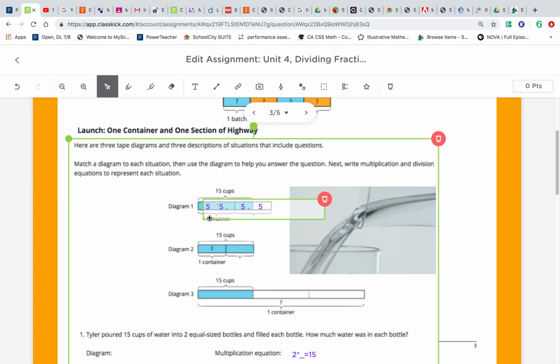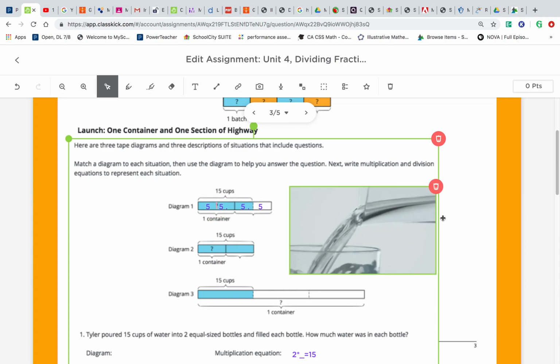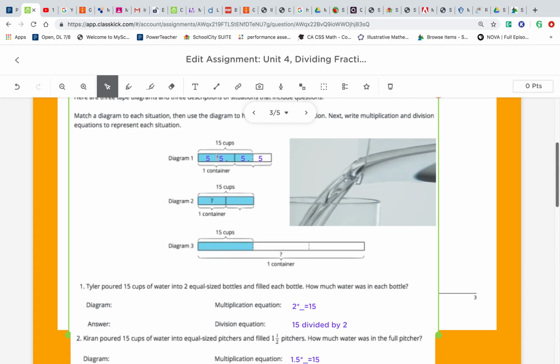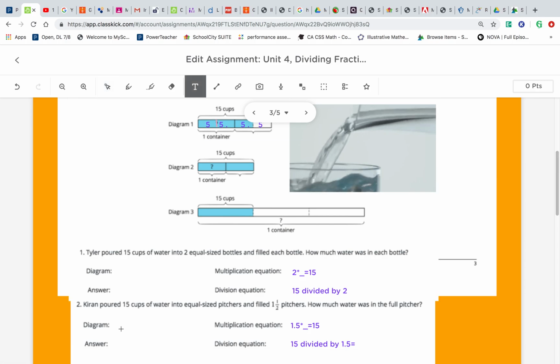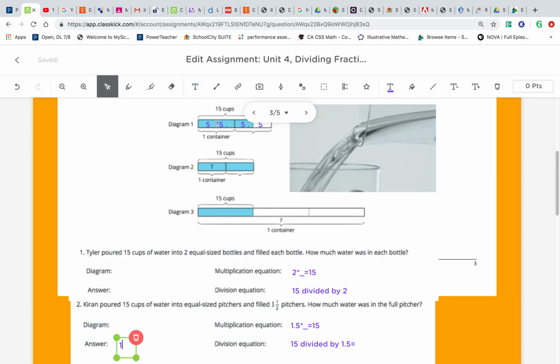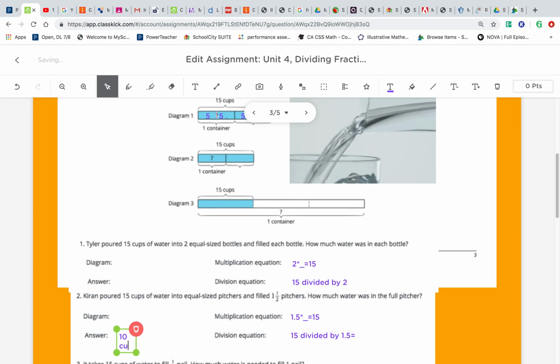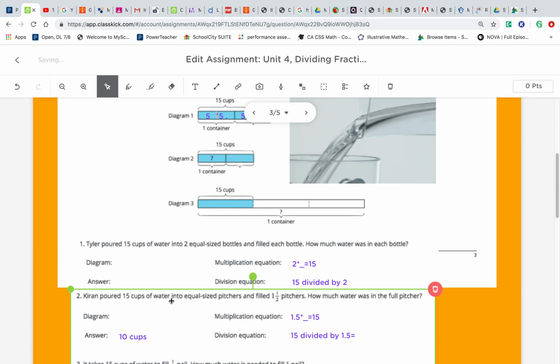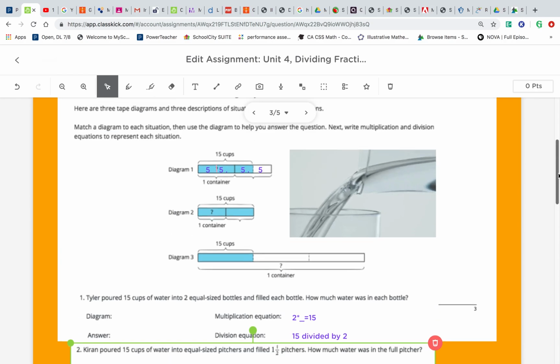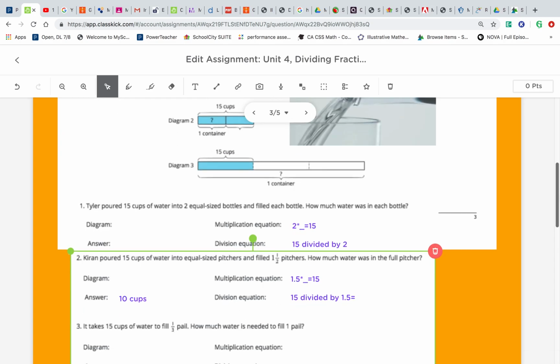How much is in 1 container? It's just 5 and 5, right? It's just going to be 10, all right? So the answer here would be, I'll go ahead and write it this time for this one. It's going to be 10 cups. Okay, so 10 cups will be in 1.5 containers there.